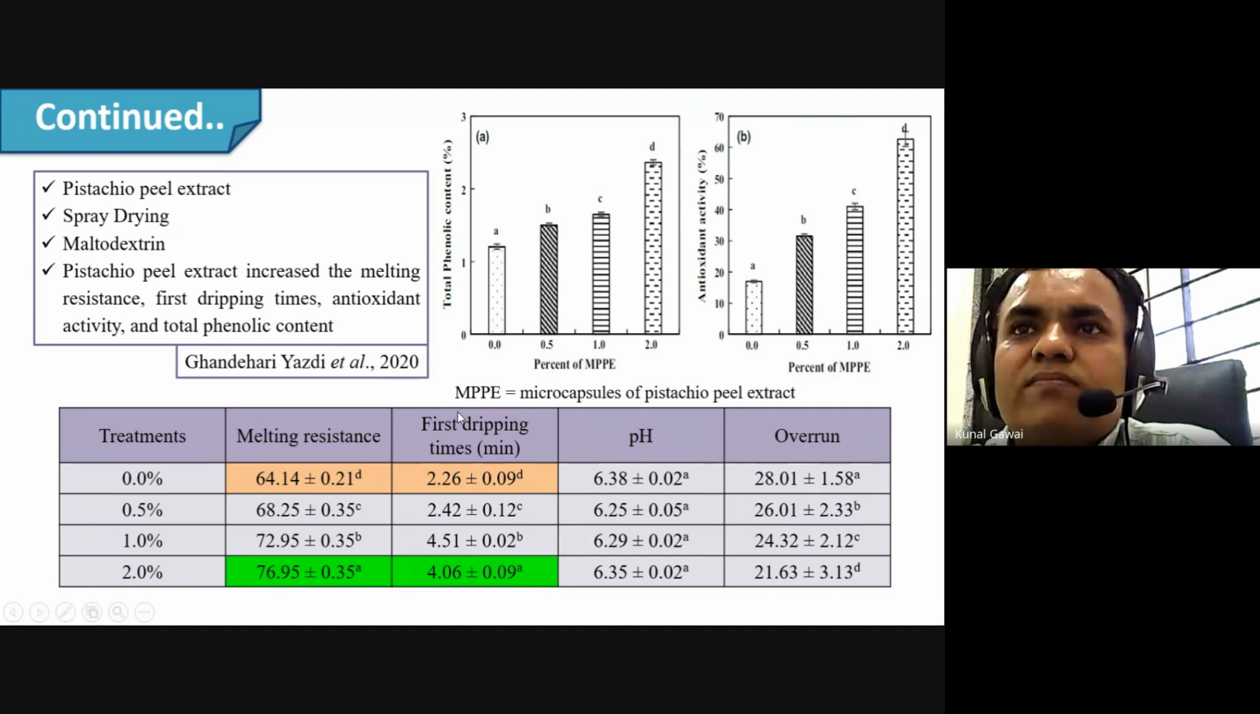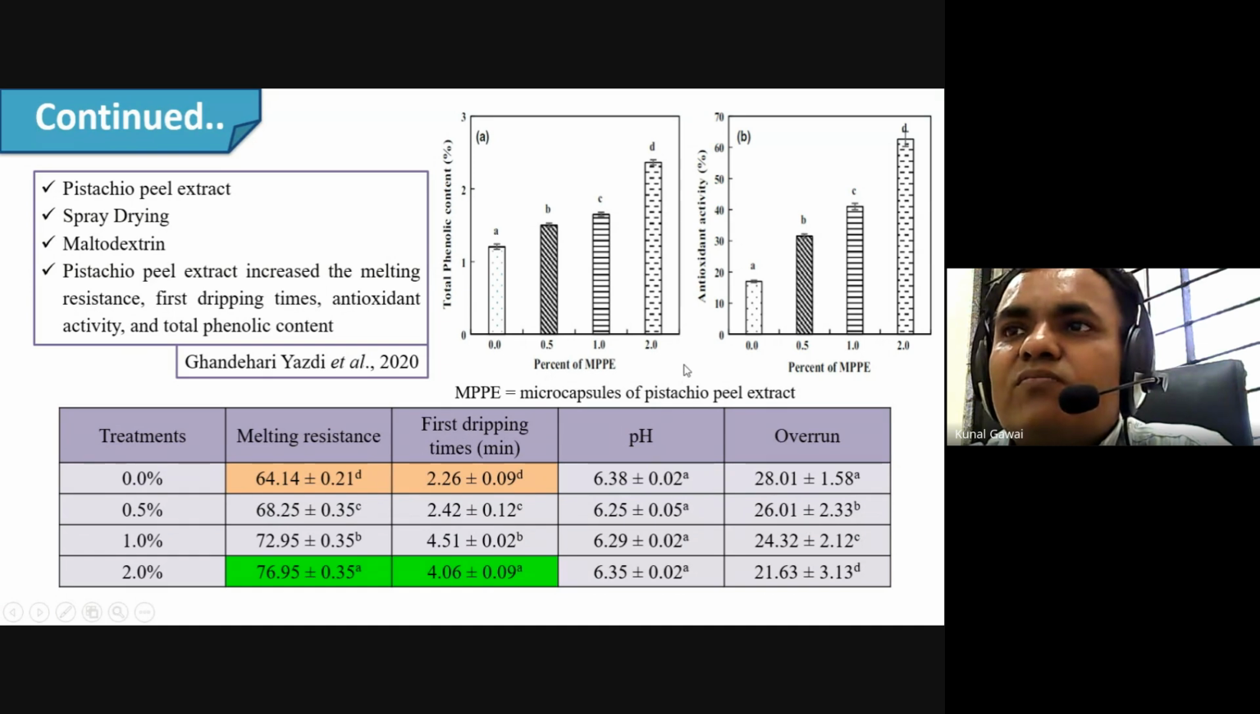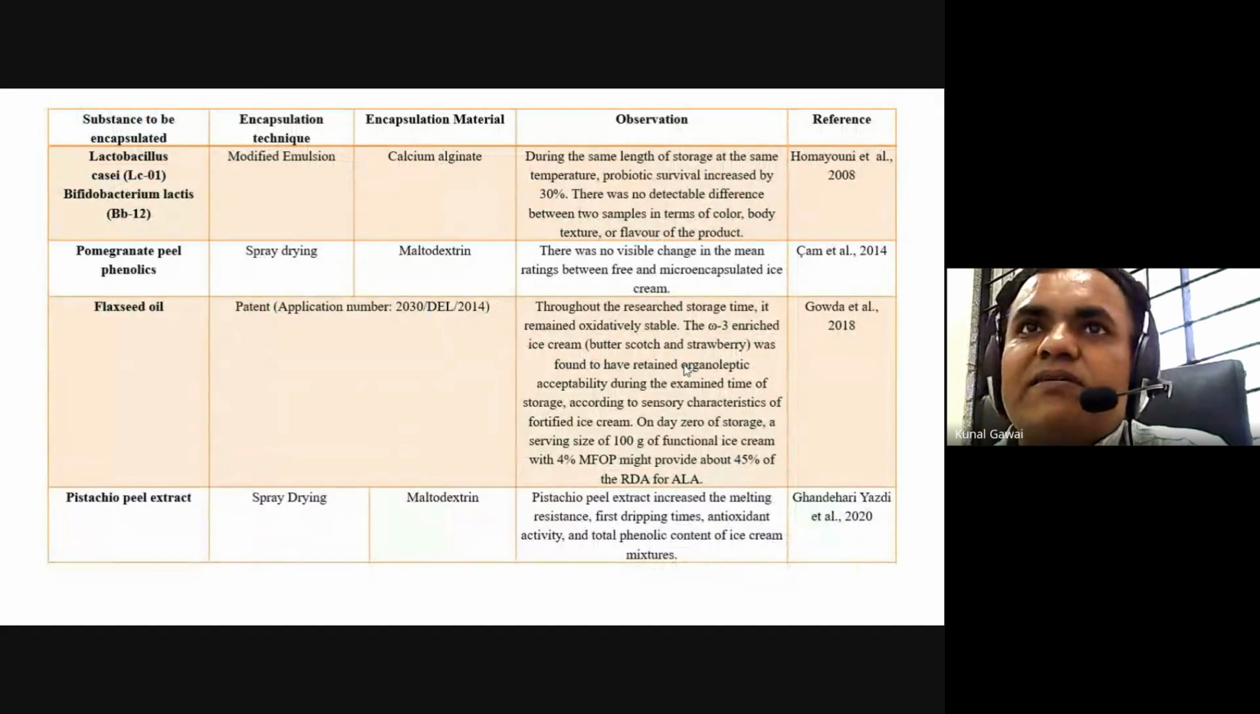In such an experiment, what the scientists observed is that pistachio peel extract increased the melting resistance, first dripping time, antioxidant activity, and total phenolic content. These are higher when the treatment has a higher amount of pistachio peel extract, compared with no peel extract or a gradual increase in peel extract. So it will provide maximum release, or maximum amount of encapsulated pistachio peel extract.